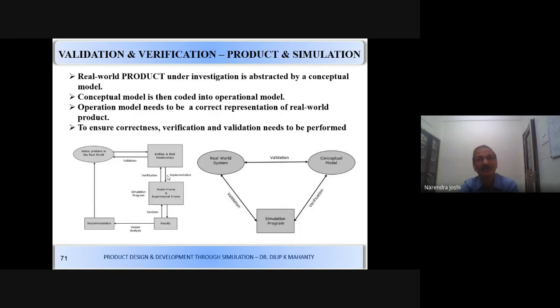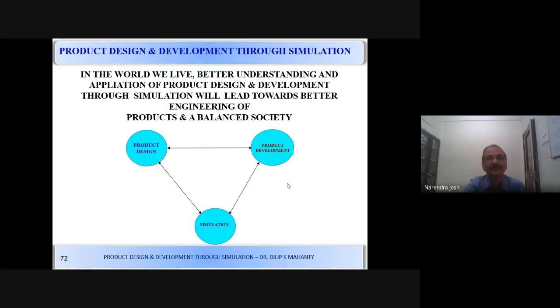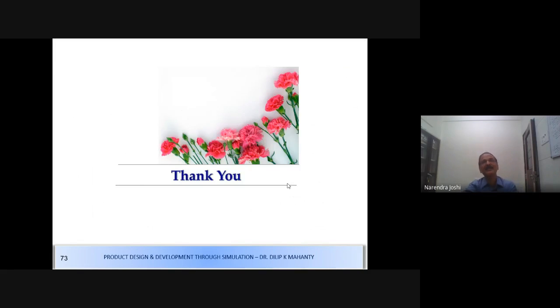Abstract the conceptual model, how the whole thing works. If you look at real world and conceptual models all together, it gives me a better product. So, product design and development with simulation in the world we live in: better understanding and application of product design development through simulation will lead to better engineering of products and a balanced society. So we have to put three things together to have a better balanced society. And that's what we have to mean, ladies and gentlemen.